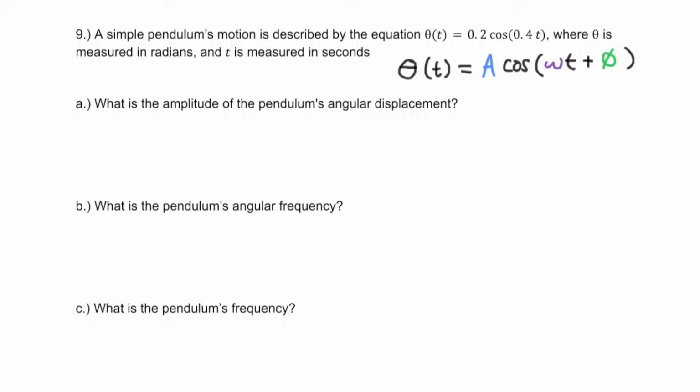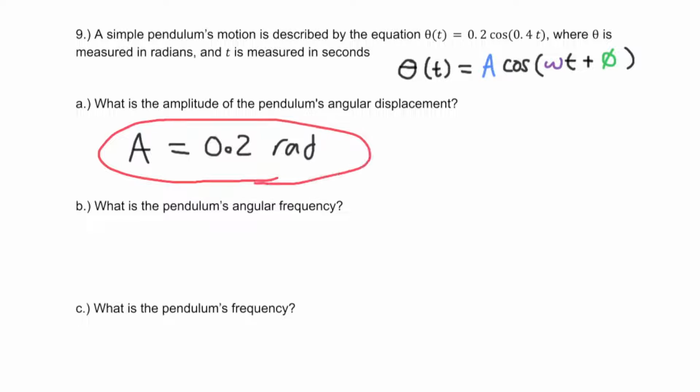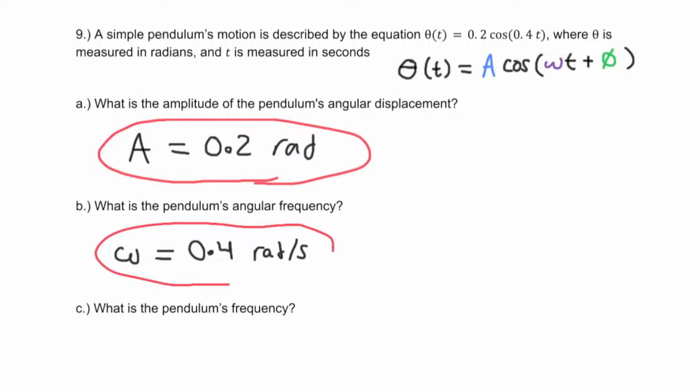And we have all these values. So we know that the amplitude is just going to be 0.2 radians, because that's the number in front. And we know that the angular frequency omega is just going to be 0.4 radians per second, because that's the number in front of the t. It's in the argument of the cosine.